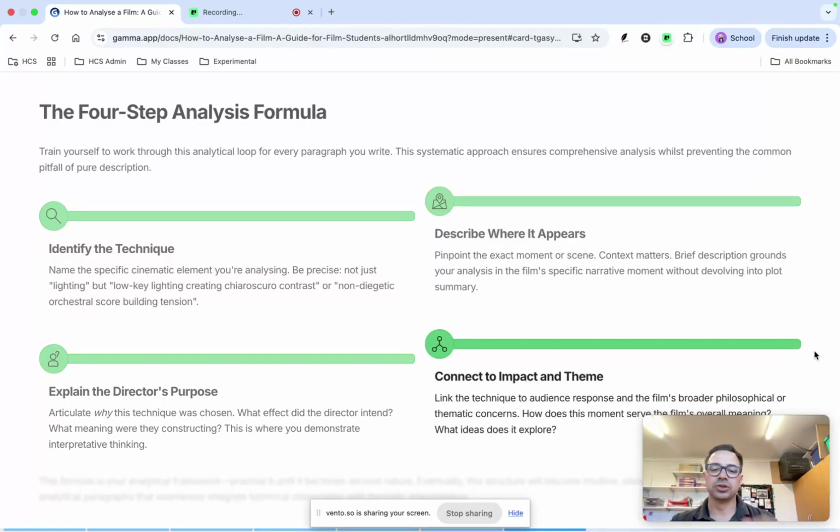And finally, we connect it to the impact on the audience and the theme, the broader theme, and how it connects through to the wider world. That is something that we can add to this process. Is what is the wider world significance of this today?